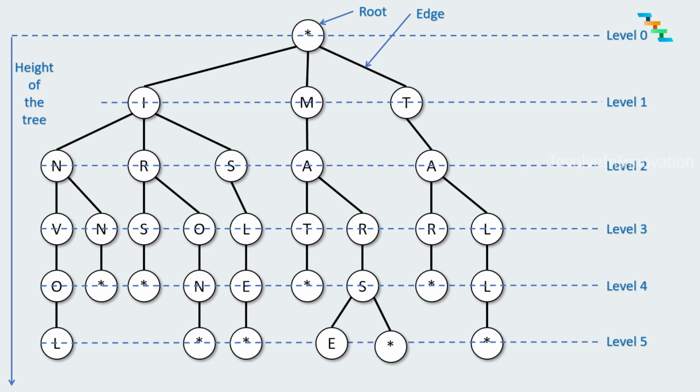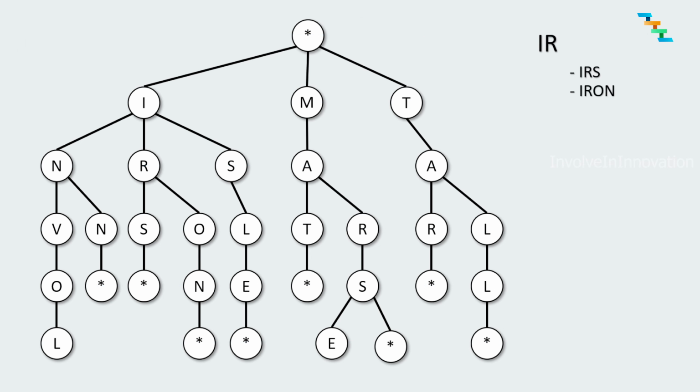Root is the starting point of the tree. Each node represents a character. Each level represents the nth character in the word. For example, in this Trie, to check if the prefix IR exists, start with the root node and traverse to level 1. Node I is present. From this node, check if any of its immediate child nodes has the character R. Node R is present, so a word with prefix IR is present in this Trie.